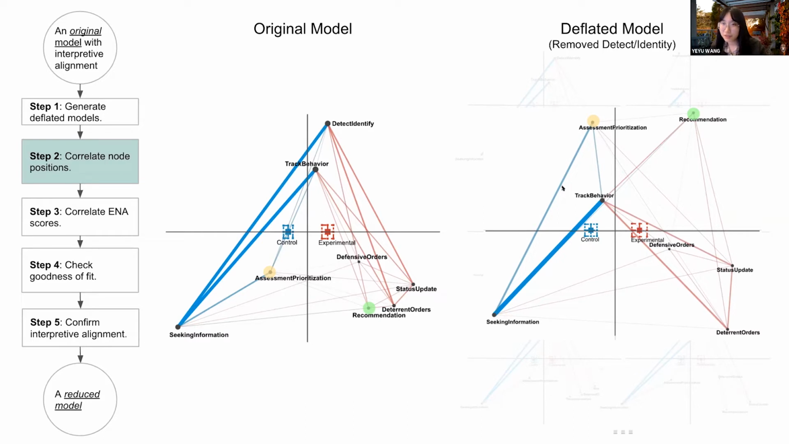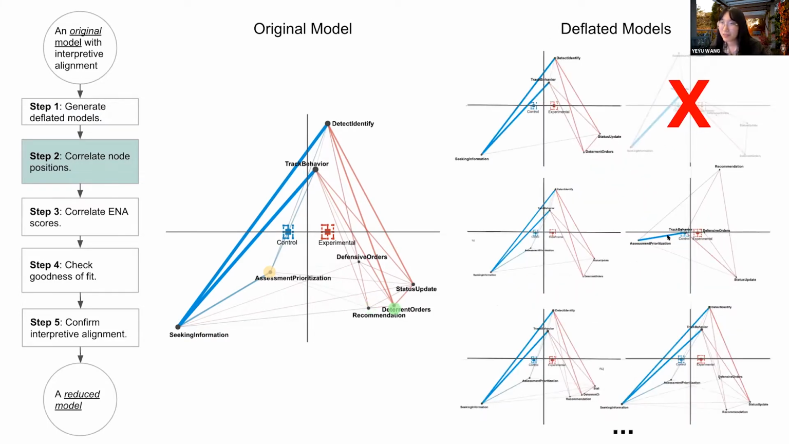dimension. As you can see in this deflated model, the nodes shifted a lot compared to the original model, which indicates the interpretation of the dimension in the deflated model is not successfully maintained. So we cross out this deflated model.